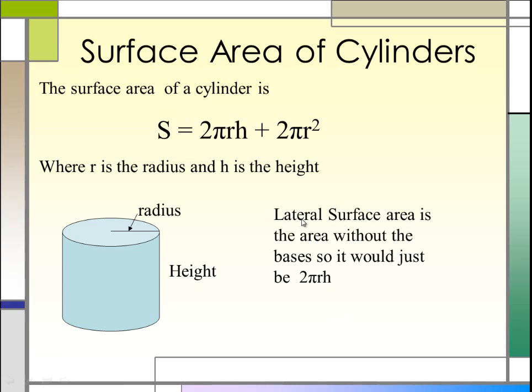So if we wanted to just find the lateral surface area, that would be without the bases. Remember, the area of a circle is pi r squared, and you have 2 circles, so that's where the 2 pi r squared comes from. If you want to just find the lateral surface area, you would just do 2 pi r h. So let's take a look at a problem. Why don't you pause and draw this figure in your notes?